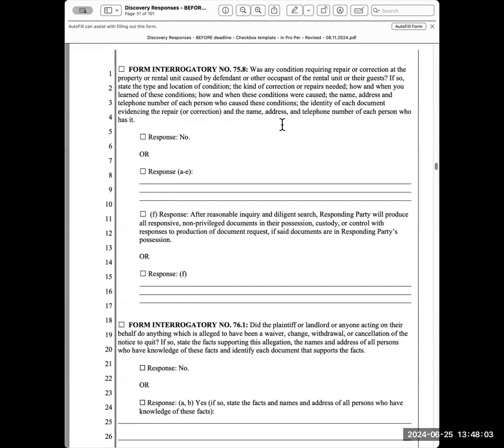If this doesn't apply to you, if you, anyone else living in the unit, or any of your guests never caused any damage to the property that needed repair or correction, you check no and go on to the next question. Otherwise, you're going to put your answers to these here. Check here and answer. And then F is about having tangible evidence. If you have evidence, check here, put it in your trial binder in the exhibit section. Otherwise, check here and explain.